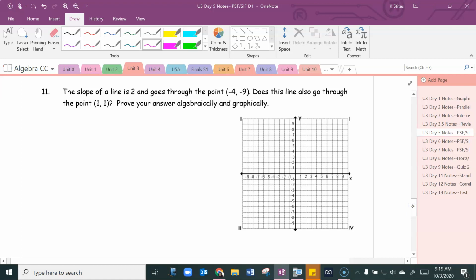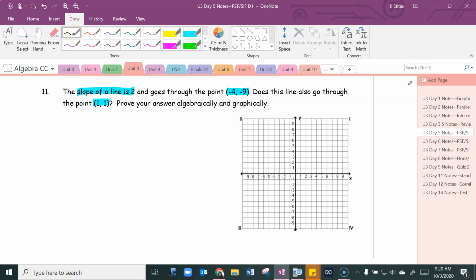Finally, this is a problem I'd like you to give a try on your own. And then come back and see what the answer is. The slope of a line is 2 and goes through the point (-4, -9). I want to know, does this line also go through the point (1, 1)? Prove your answer algebraically and graphically. Okay, so again, you have a line with a slope of 2 and you know it goes through (-4, -9). I want to know if that line also goes through (1, 1). So go ahead and pause the video, give it a try, and then come on back and see if you were right.